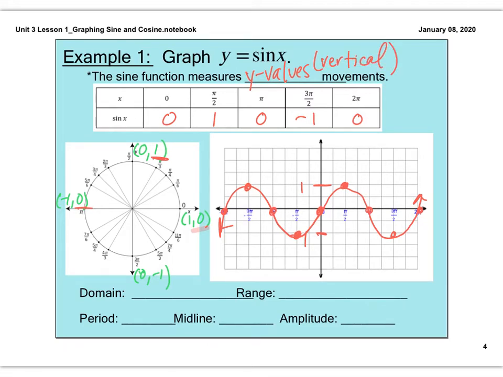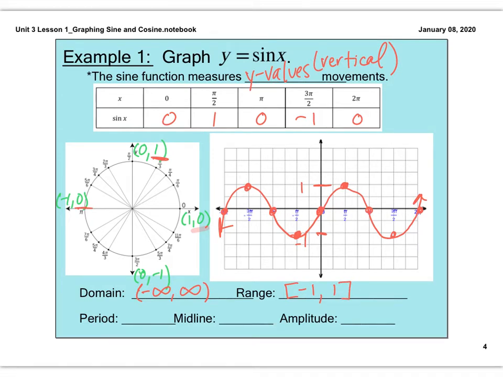The domain on here, it can go forever to the left and forever to the right. So it goes from negative infinity to infinity. The range is basically the y values. How far up and down does this thing go? Well, the lowest it goes is negative 1, and the highest it goes is positive 1, and it includes those two spots. And so it's going to go from negative 1 to 1, including negative 1 and 1. That's why I use those square brackets.